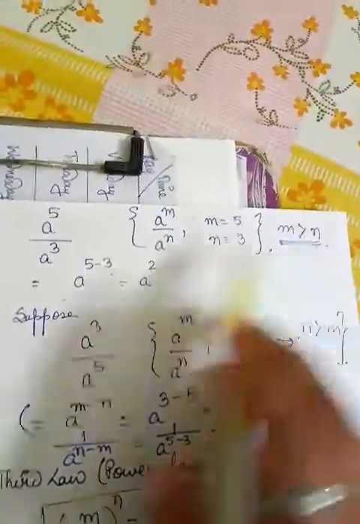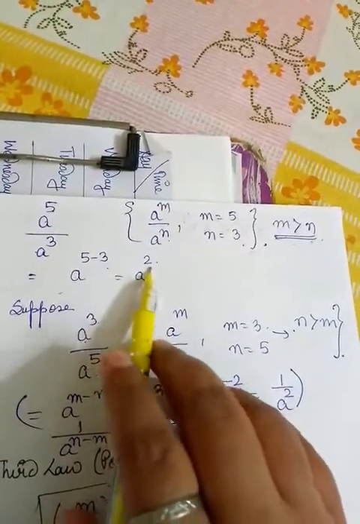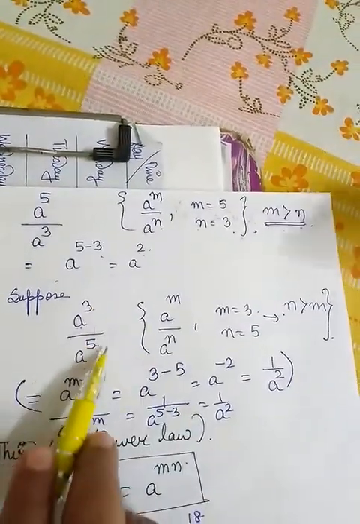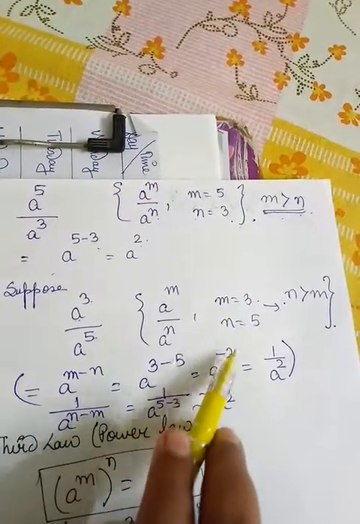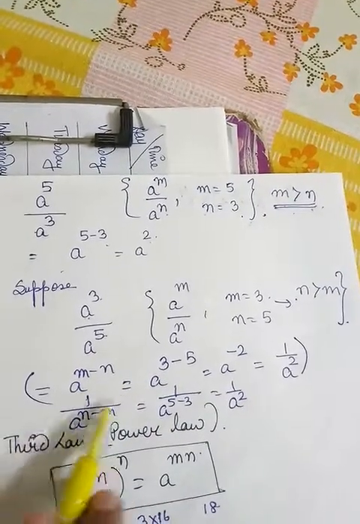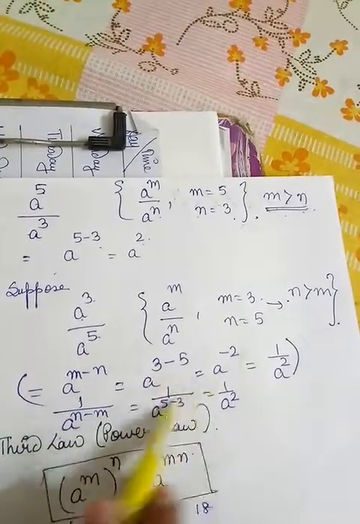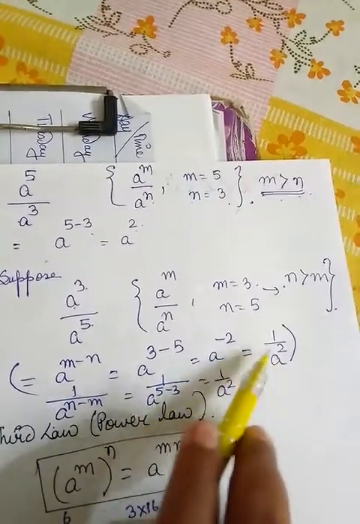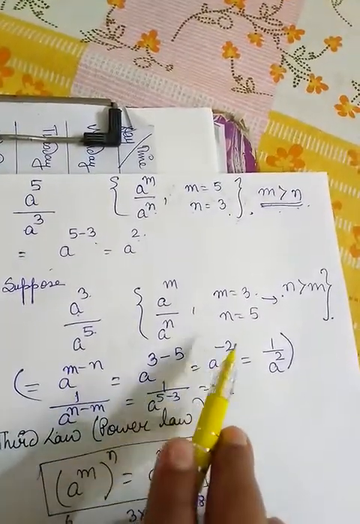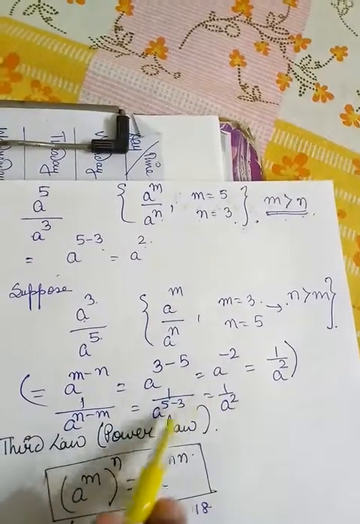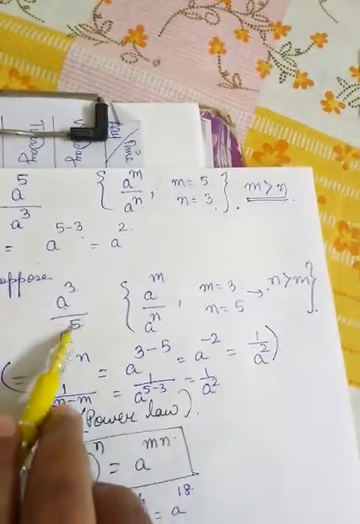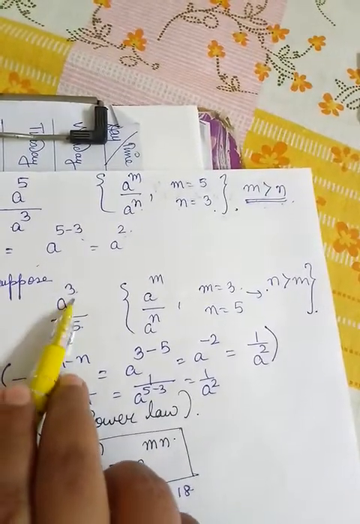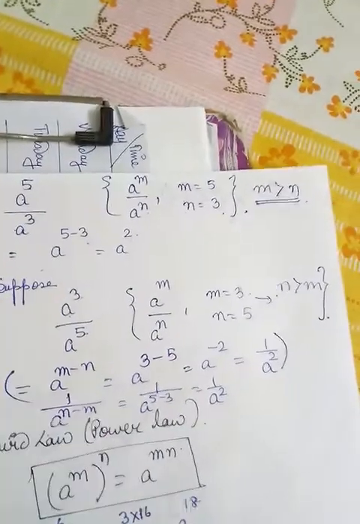If m is greater than n, then we will have a positive result, but in case the denominator's power is more, in order to avoid the negative sign in the index, we just make it 1 by a to the power n minus m. Ultimately the result remains the same. Just in order to avoid the negative sign in the power, we use this one whenever we see that the denominator's power is greater than the power of the numerator. This is the second law, which is also known as the quotient law.